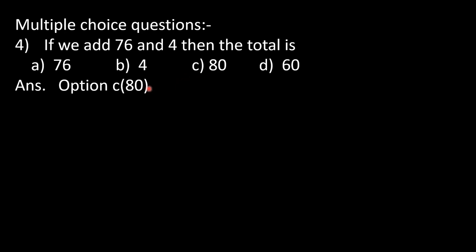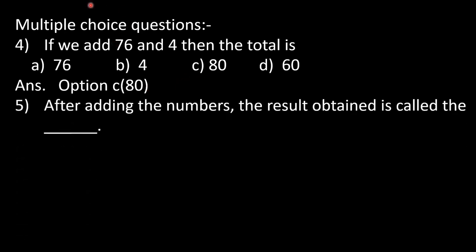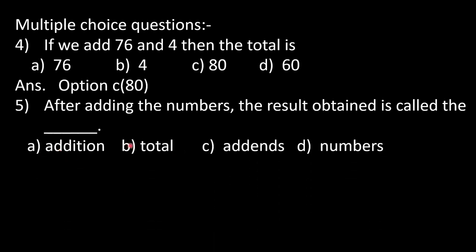Okay. Now question number 5. After adding the numbers, the result obtained is called the dash. जब हम numbers को add करते हैं बेटा, तो जो हमारा result आता है उस result को हम क्या बुलाते हैं? Options are A addition, B total, C addends and D numbers. तो बेटा जब हम दो numbers को add करते हैं तो जो हमारा answer आता है उसे हम बुलाते हैं total. So option B is correct, total.